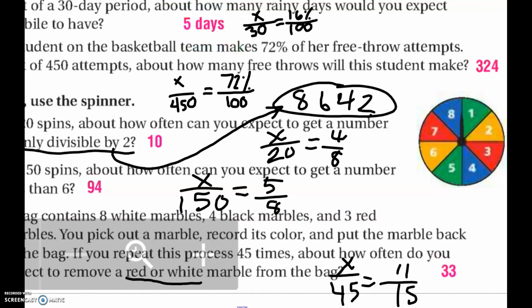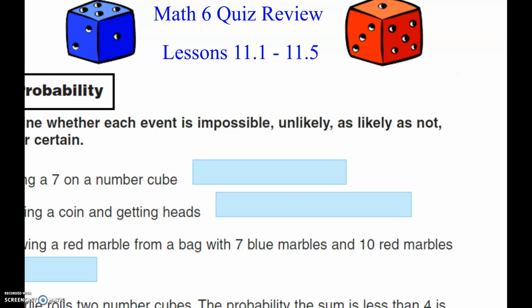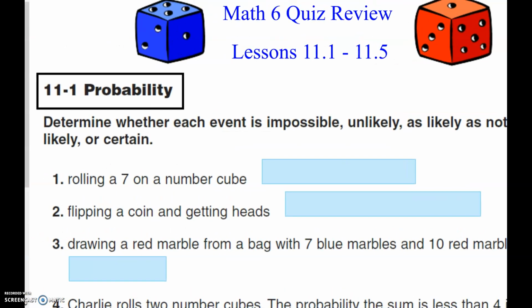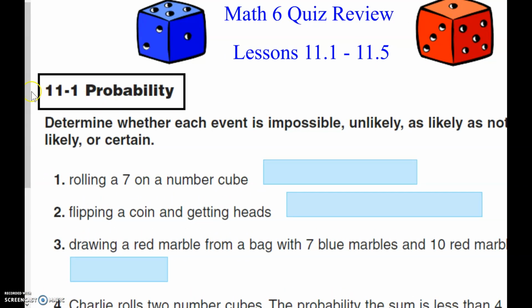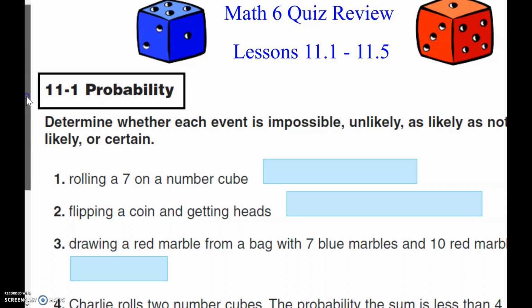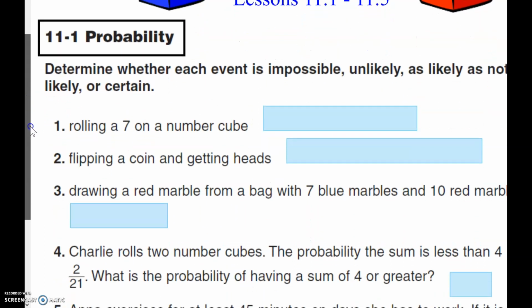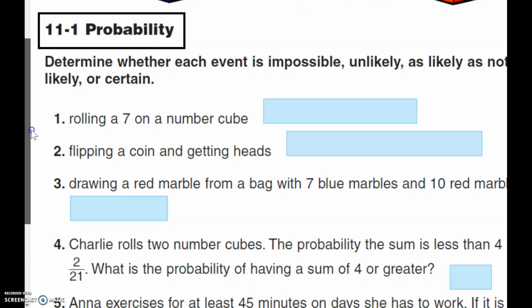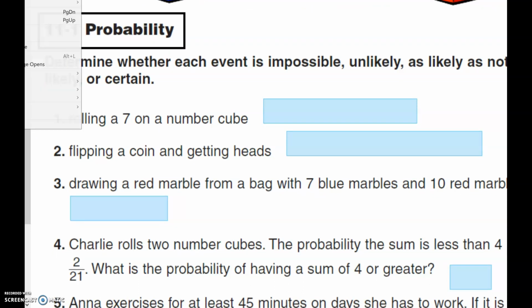You want to print off the PDF for notes first to make your note taking easier, and we are reviewing 11.1 through 11.5. Okay. So it says determine if the event is impossible, unlikely, as likely as not, or certain.